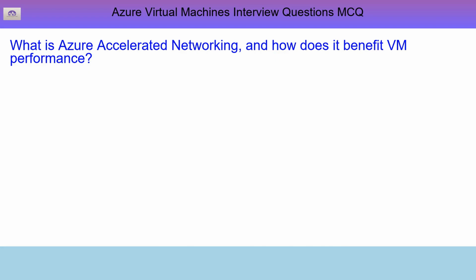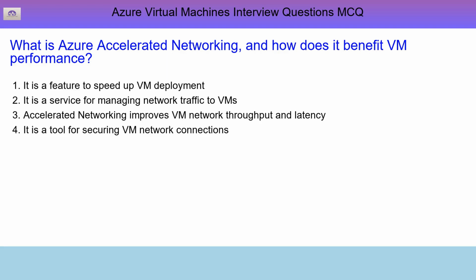What is Azure Accelerated Networking, and how does it benefit VM performance? Here are your options. 1. It is a feature to speed up VM deployment. 2. It is a service for managing network traffic to VMs. 3. Accelerated networking improves VM network throughput and latency. 4. It is a tool for securing VM network connections.